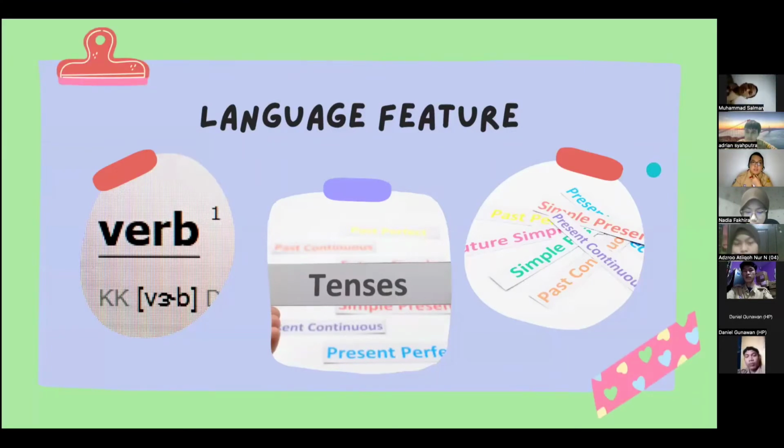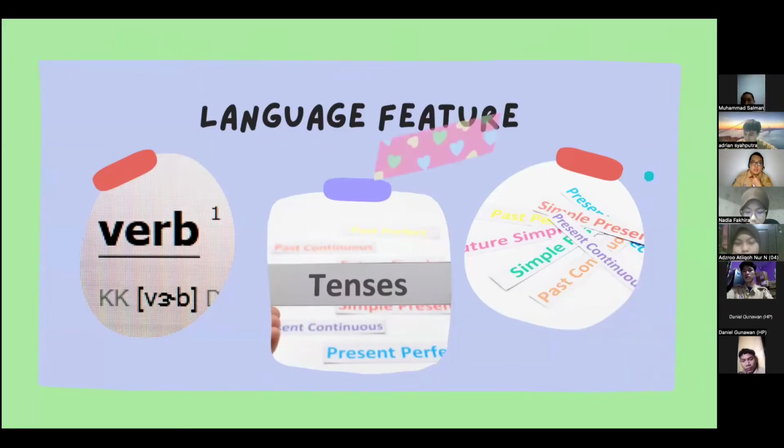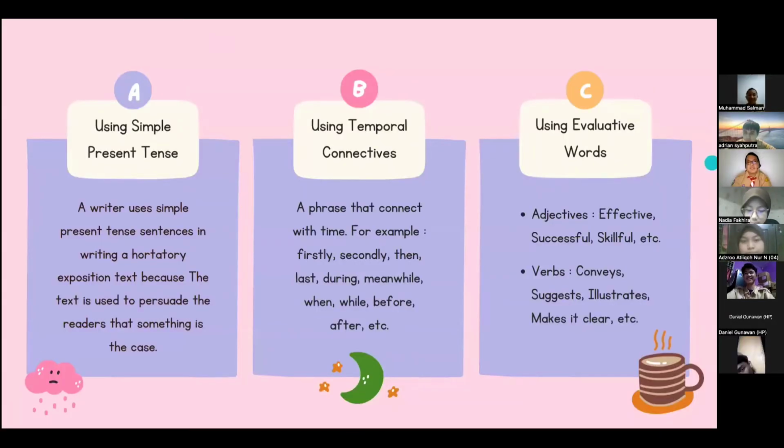The language features of exposition text. A. Using simple present tense. A writer uses simple present tense sentences in writing a hortatory exposition text because the text is used to persuade the readers that something is the case. B. Using temporal connective. A word that connects with time. For example, firstly, secondly, then, last, during, meanwhile, when, while, before, after, or other things.